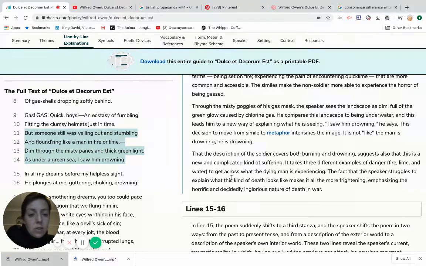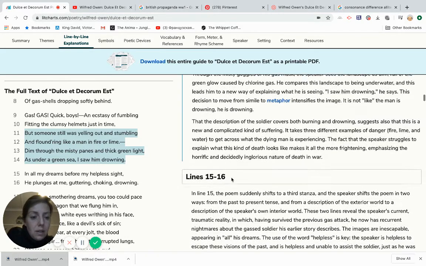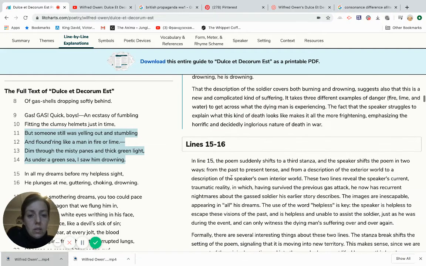That the description of the soldier covers both burning and drowning suggests also that this is a new and complicated kind of suffering. It takes 3 different examples of danger, fire, lime, and water, to get across what the dying man is experiencing. The fact that the speaker struggles to explain what this kind of death looks like makes it all the more frightening, emphasizing the horrific and decidedly inglorious nature of death in war.